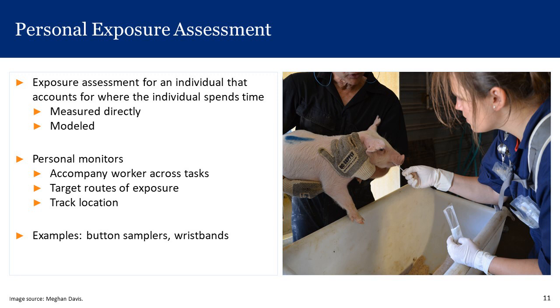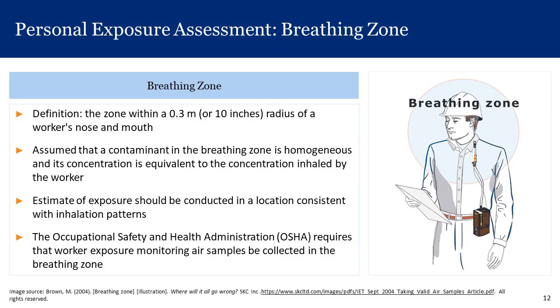Now, what I show here in this image is a worker who's doing sampling of a pig. This is a cute little piglet, and there is a button sampler on the lapel that's capturing the breathing zone with an interest in occupational exposures to things like livestock-associated Staphylococcus aureus and livestock strains of influenza. These would all be important for a respiratory route of exposure. So what is the breathing zone, right? This is very important for our respiratory problems.